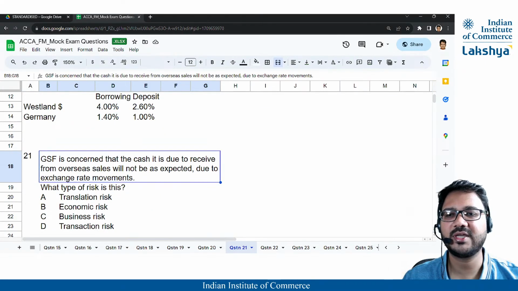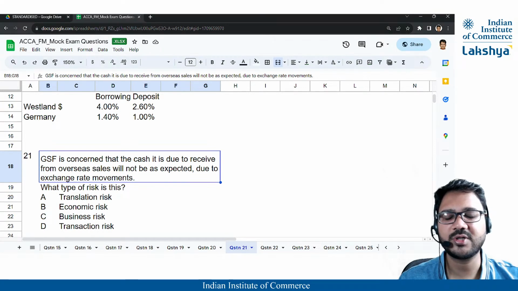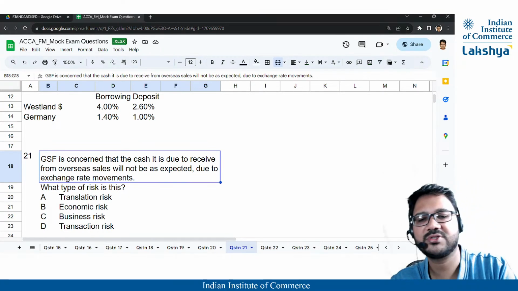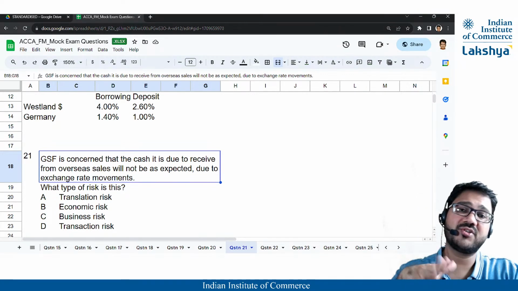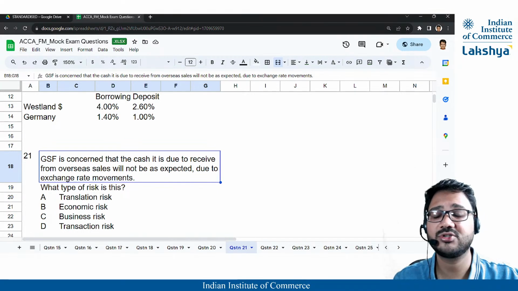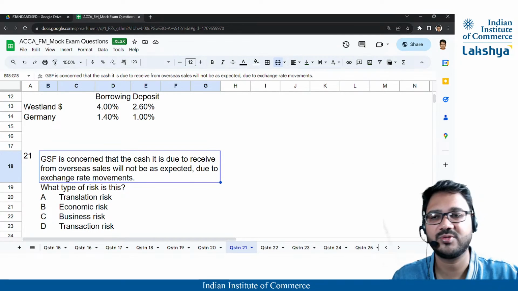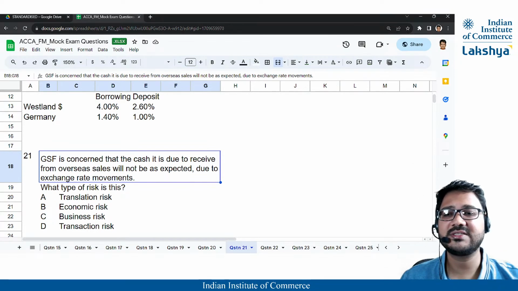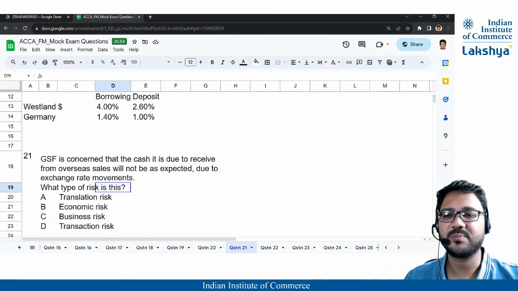GSF is concerned that the cash it is due to receive from overseas sales will not be as expected due to exchange rate movement. Before we start this, I just want to comment on the previous question. If you saw the previous section B question, it had a mix of both theory as well as calculation. Therefore, you must not skip theory, especially MCQ based theory, easy marks to score. What type of risk is this?